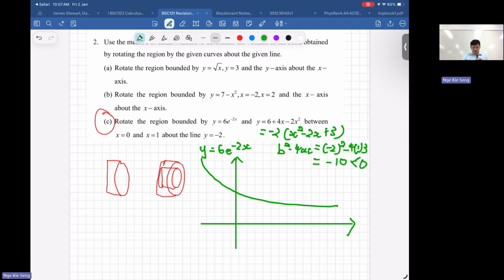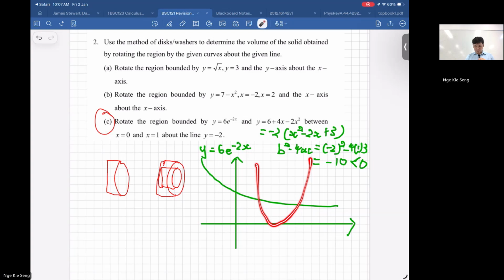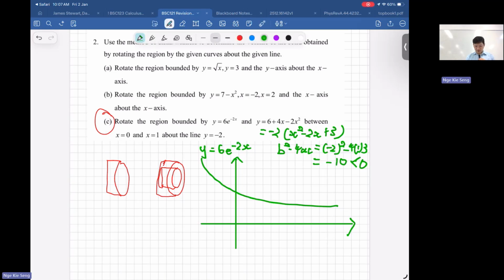Okay, but if it is x squared, I guess it's going upward, right? But now it should be going downward. How to graph this guy? Let me think about it. Oh, I think I made a mistake, right? Otherwise, I think it cannot be right. So did you see I made a mistake here?